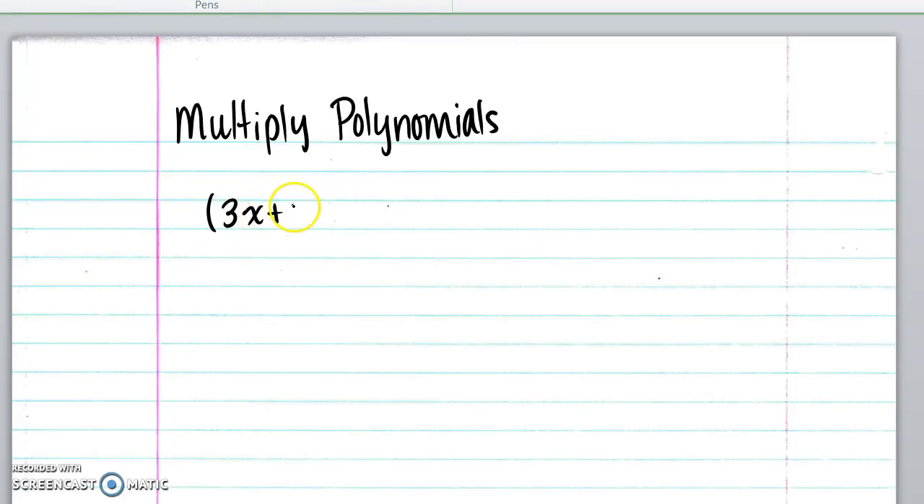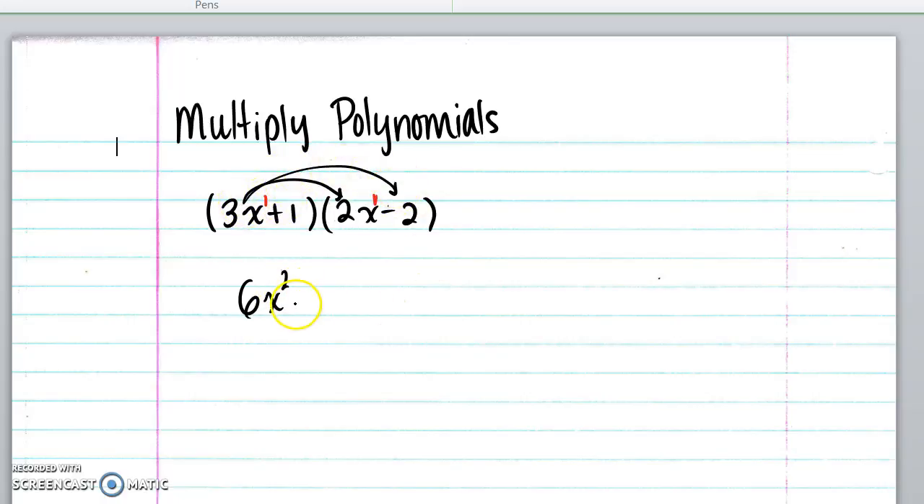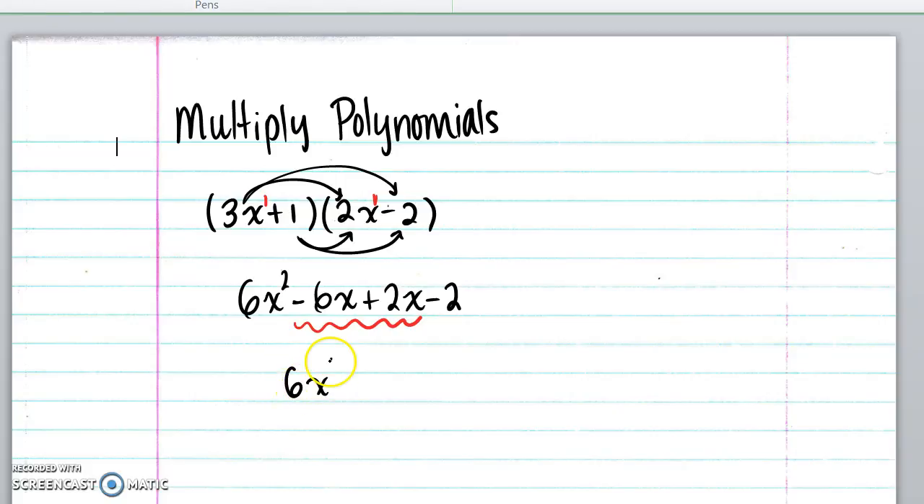Let's do 3x plus 1 times 2x minus 2. Don't forget, and if you need to, write those understood ones in there so you don't forget them. That's fine. 3x times 2x is 6x squared. Then 3x times negative 2 is negative 6x. Remember, everything from the first parentheses gets distributed to the second parentheses. 1 times 2x is 2x. 1 times negative 2 is negative 2. And don't forget that you need to combine any like terms that you have. Sometimes you won't have like terms, but you've always got to check. So 6x squared minus 4x minus 2.